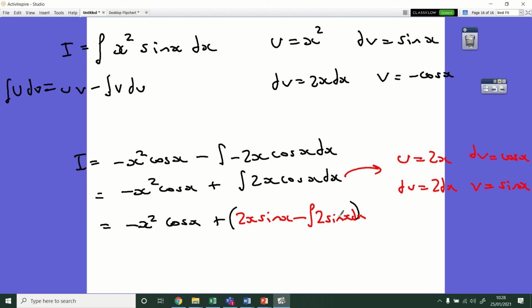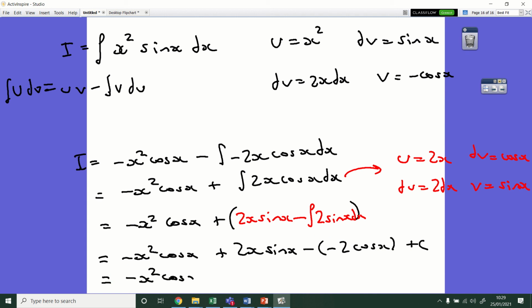There's no x's, so we can just straight up integrate. So what we've got now, minus x squared cos x plus 2x sine x, and then the integral of sine x is minus cos x with the 2 at the front. And then double negative makes plus. You've got to be really careful about these minus signs here, and it helps to write out lots of steps so you don't lose any of them. Sine x plus 2 cos x plus c. There we go. Okay, that one's done.